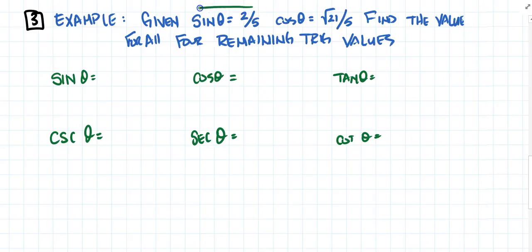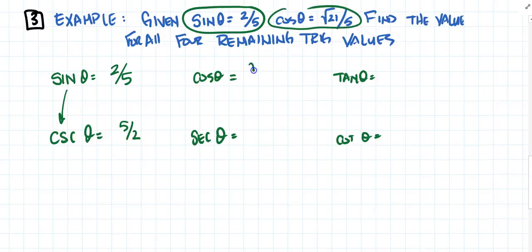We've been given that the sine of theta is 2/5. Since I know that the cosecant is the reciprocal of the sine, that means the cosecant of theta is equal to 5/2, right? Now the cosine is equal to, in the problem it tells me, radical 21 over 5. So that means that the secant is equal to 5 over radical 21.